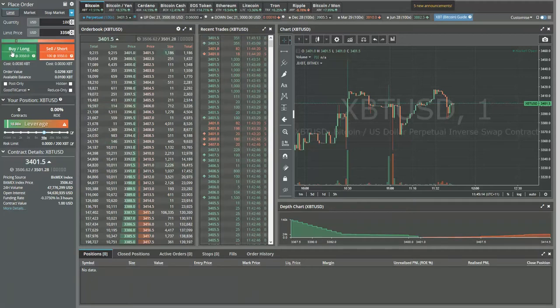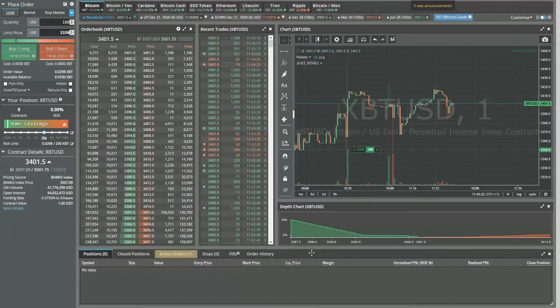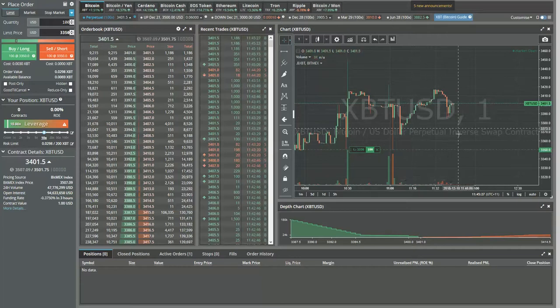Okay, now we're going to enter in a limit order. So we're going to put it in at 3350 and we're going to buy 100 contracts. There we go, that's down there. So for it to be triggered, the price has got to come down to our limit order.